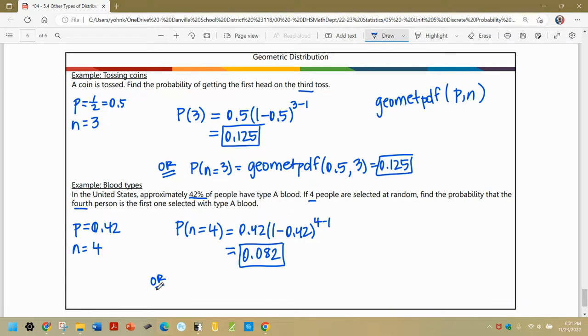Or I can use the probability that N equals 4 by using the geomet PDF because it's an exact particular value. I have 0.42 as my probability of a success, and I'm looking for the 4th person. If I type this on my calculator, I do indeed get 0.082.